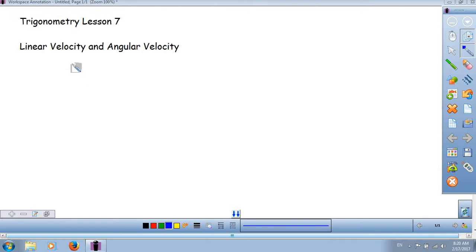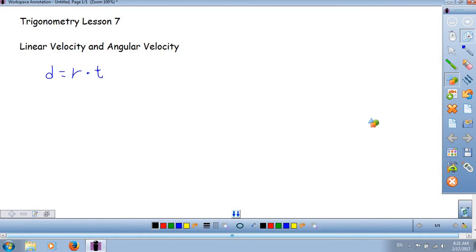If you remember from middle school, a very common equation used is distance equals rate times time. I'm not sure if you remember that. Distance equals rate times time. The rate here was actually velocity. Now velocity actually has speed and direction in it, but we're going to talk about velocity as v. So linear velocity is the linear distance traveled over a period of time.